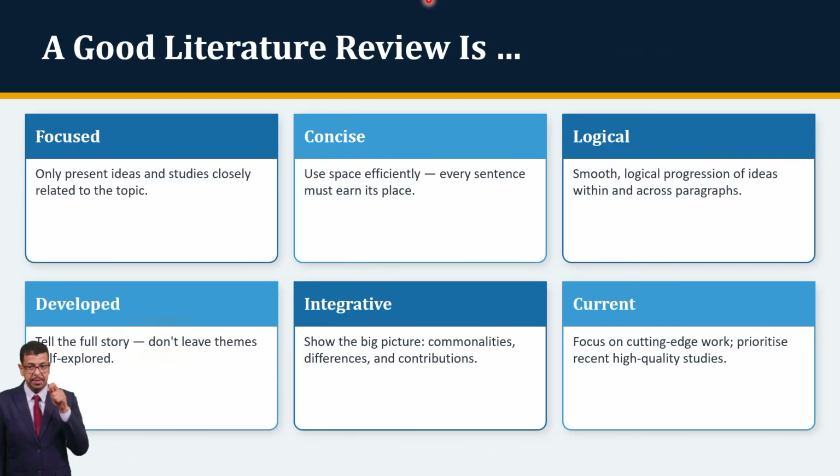So the final message here: a good literature review is focused, concise, logical, developed, integrative, and current. Focused: present ideas and studies closely related to the topic. Concise: use space efficiently. Every sentence must earn its place. Logical: it means a smooth, logical presentation of ideas within and across paragraphs. Developed: tell the full story. Don't leave themes half explored or not explored. Integrative: show the big picture, commonalities, differences, and contribution.